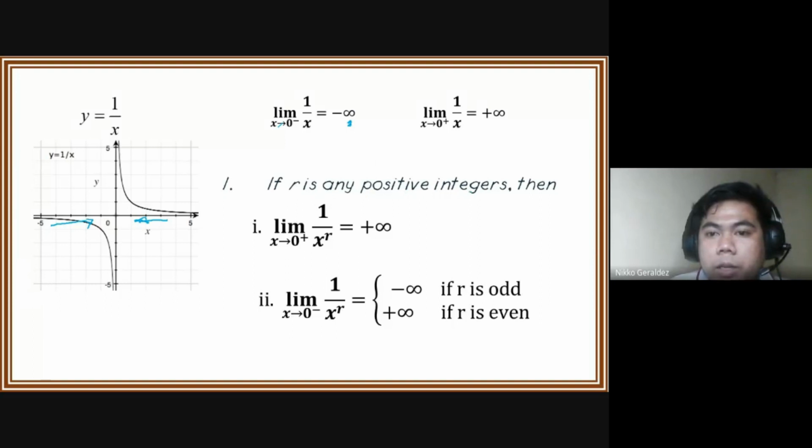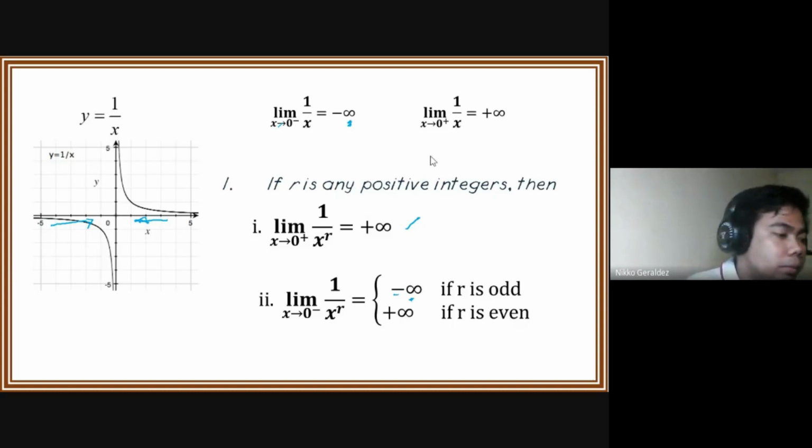So if r is any positive integer, then number 1: the limit of 1 over x raised to r as x approaches 0 from the right is equal to positive infinity. Remember that. Then number 2: the limit of 1 over x raised to r as x approaches 0 from the left is negative infinity if r is odd. If your exponent is an odd number, the limit is negative infinity. If r is even, the limit is positive infinity.